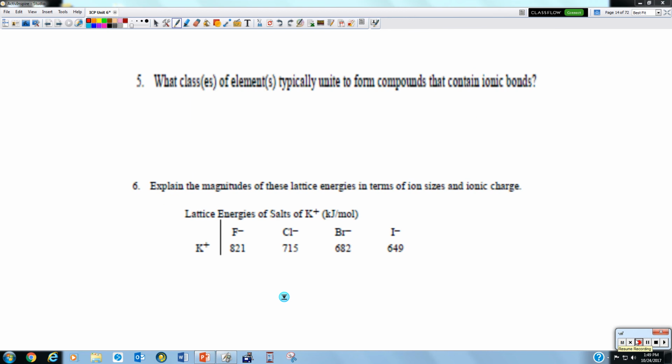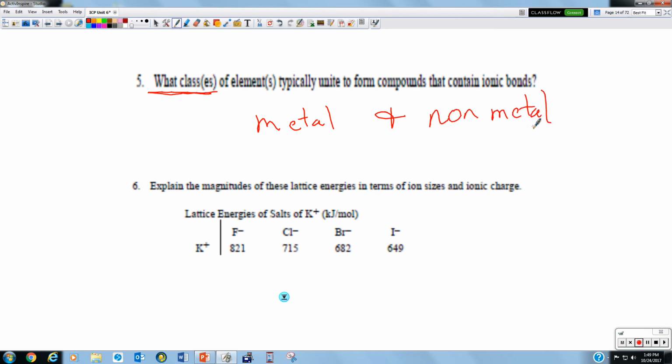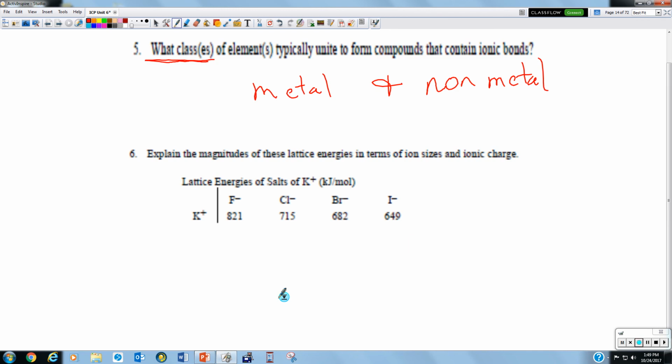All right, so don't overthink this question. What classes of elements typically unite to form compounds that contain ionic bonds? What classes? Metal and non-metal. All right. Now we're going to start looking at lattice energy a little bit. Not really, just kind of explain the magnitudes.